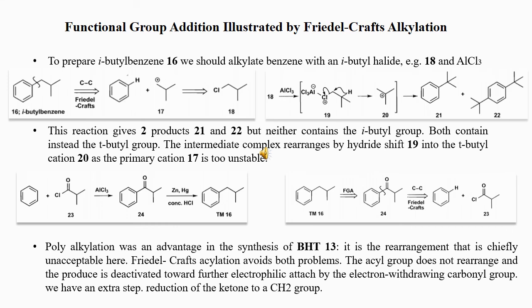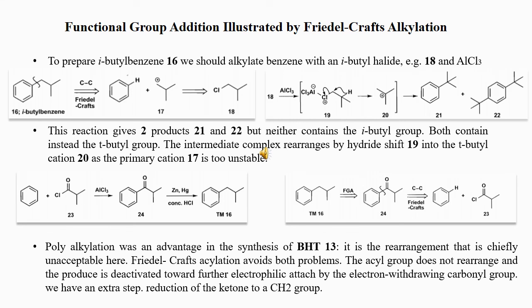Now we can disconnect it differently than the disconnection which we did in the first reaction. First we do the FGI, functional group interconversion. We have converted the simple 16 molecule into 24. We have interconverted the functional group: we have converted a simple alkane into the ketonic functionality, and then we have done the disconnection to give synthons 23 and benzene. Now, polyalkylation was an advantage in the synthesis of BHT 13.